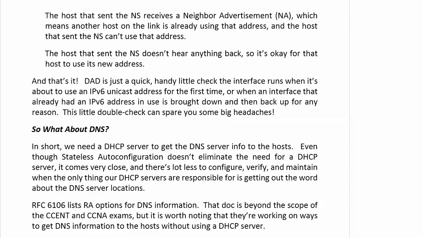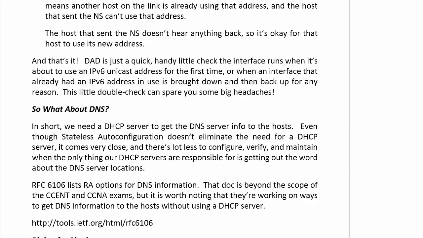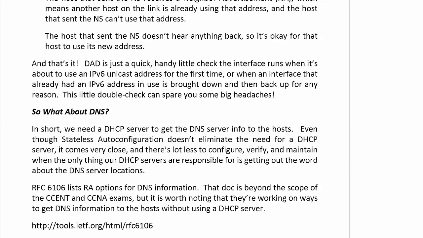This is extra material here, but RFC 6106 lists RA options for DNS information. That document is way beyond the scope of the exam, but I'd like to give you the opportunity to read a little bit more. It is worth noting that they're working on ways to get DNS information to the host without using a DHCP server. I don't think it's going to happen tomorrow, but by golly, we're working on it. So that is a great comparison of the two DHCPs that we have here in version 6.